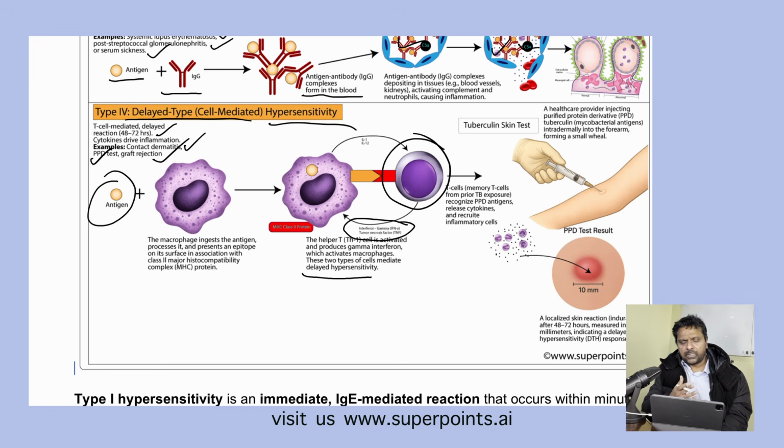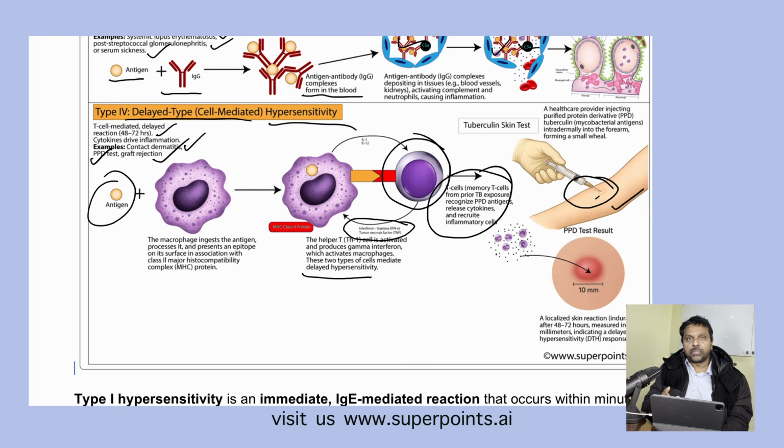That's an extremely important thing, because when you do a tuberculosis blood test, what are you looking for? That's gamma interferon. Memory T cells from prior TB exposure recognize PPD antigens, release cytokines, and recruit inflammatory cells. The healthcare provider injects PPD, tuberculin, intradermally into the forearm, and it forms a wheal.